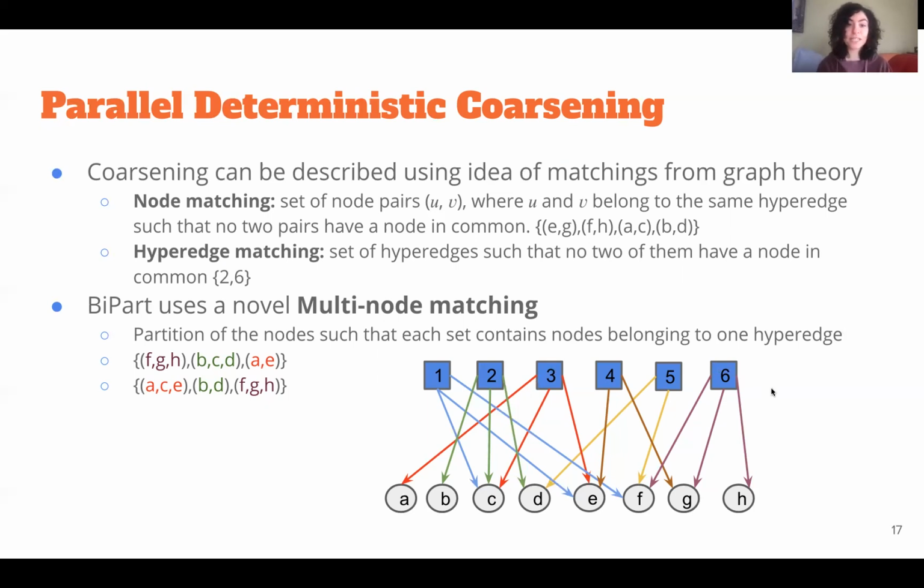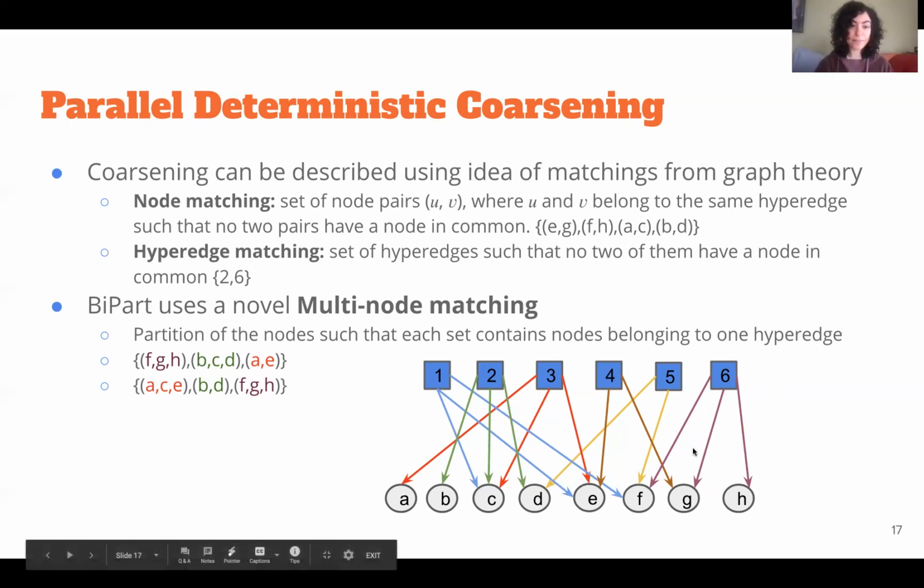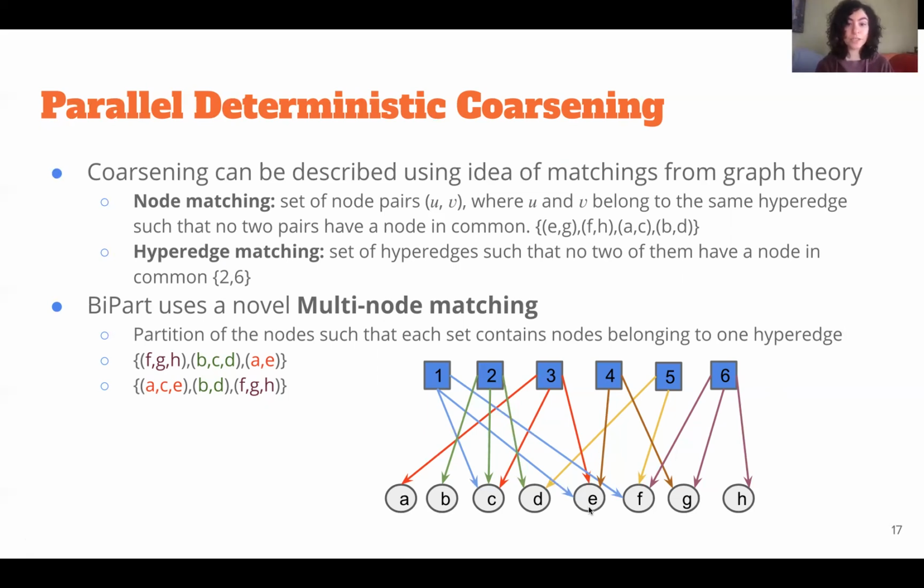In Bipart, we use a novel multi-node matching. A multi-node matching is a partition of the nodes of a hypergraph such that each set contains nodes belonging to only one hyperedge. A multi-node matching of this hypergraph can be FGH, BCD, and AE. And another multi-node matching can be ACE, BD, and FGH. In general, we have many multi-node matchings of a hypergraph, and it is important in this problem to always get one multi-node matching. Now let's see how Bipart achieves this.